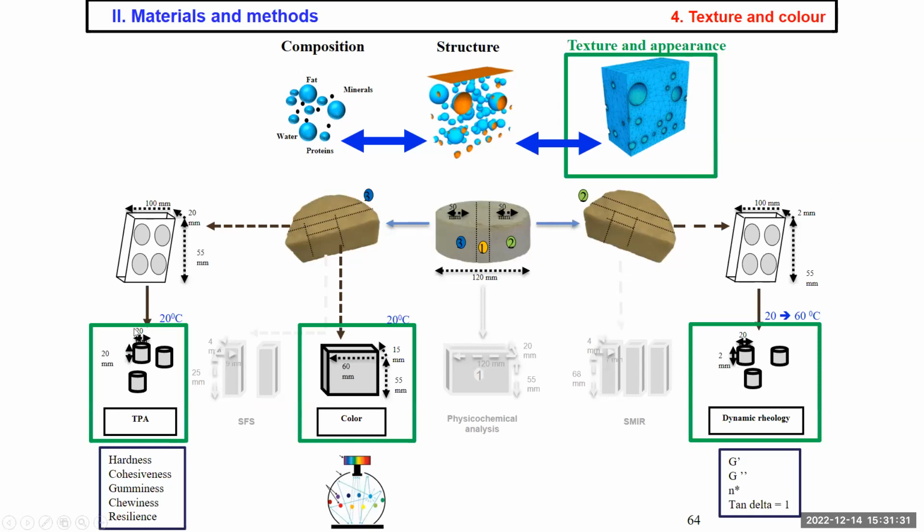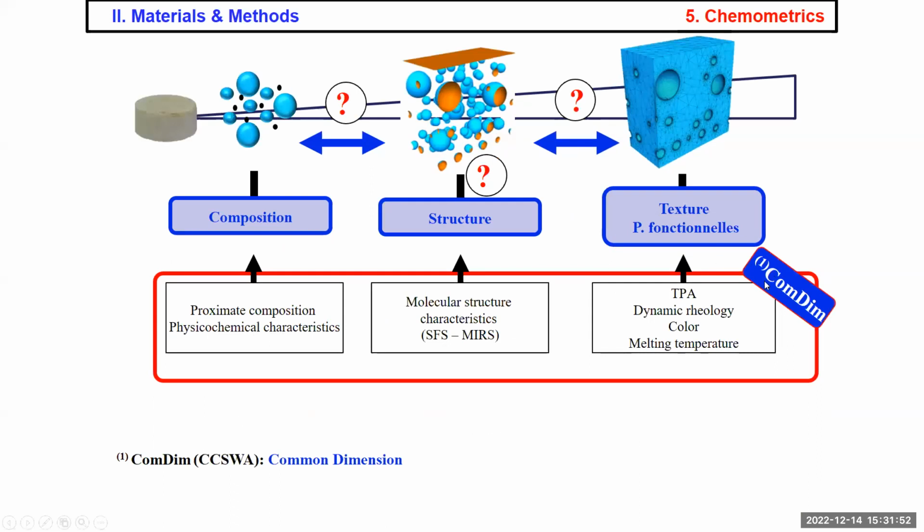And we also measured the texture properties of the cheese. We measured also the color properties of the cheese, and we made also dynamic rheology in order to have access to the melting temperature of the cheese and other rheological parameters. And we use COMDIM, in order to put in relation the different data tables. So COMDIM is also called canonical correlation and specific weight analysis. Okay, you can find this in the literature.